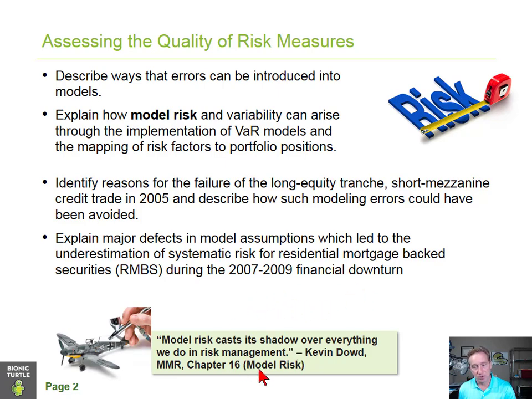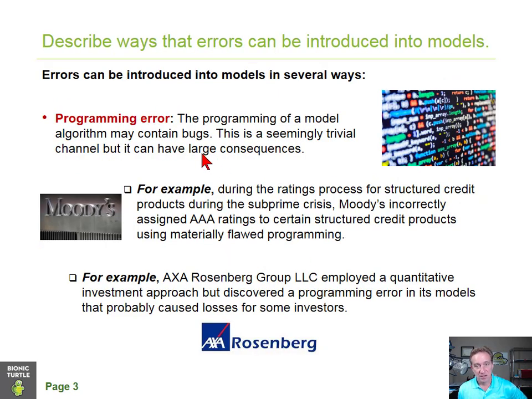And I like this quote from Kevin Dowd, and I do like the Kevin Dowd reading because it's quite philosophical. Model risk casts its shadow over everything that we do in risk management. And I will note also that these learning objectives, ironically, although it's model risk, are all qualitative, you'll notice, no quantitative action verbs. So describe ways that errors can be introduced into models.